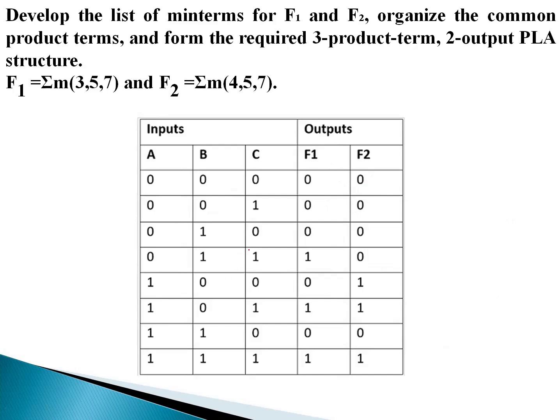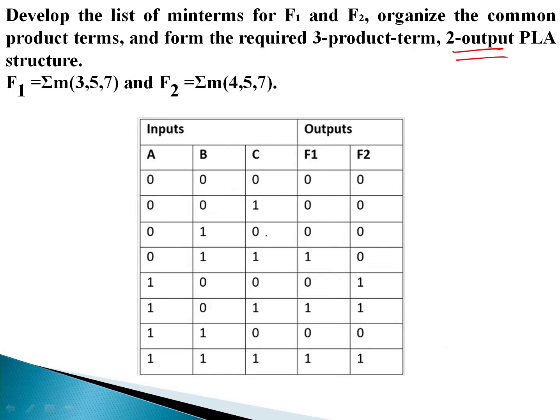They have given our functions. F1 is summation m of 3, 5, 7 and F2 is summation m of 4, 5, 7. Here they have given the minterms for the two functions, that is, our two outputs. First, our objective is to identify the common product terms, then implement both functions using three product terms and a two output PLA.